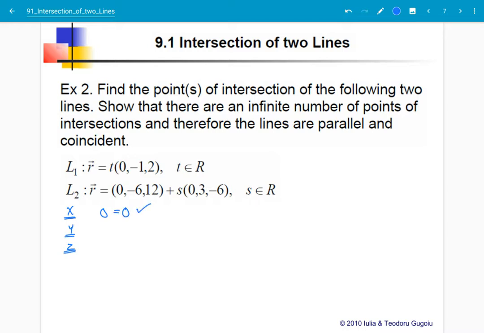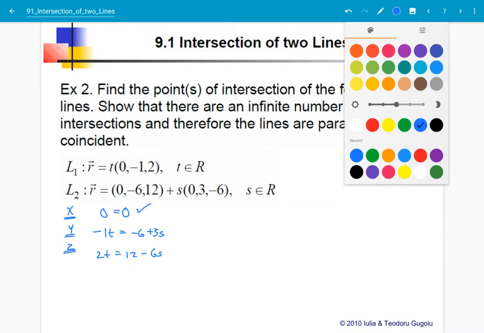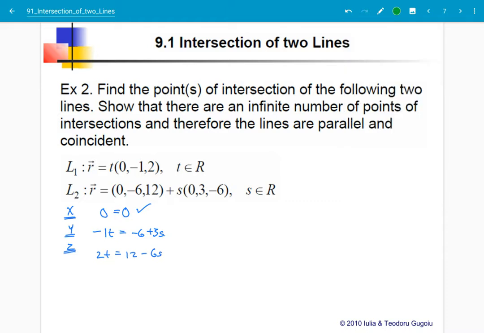For y, I have -1t is equal to -6 plus 3s. And for z, I have 2t is equal to 12 minus 6s. Now, I'm not going to work with the x components or equation 1 because it's just 0 equals 0. I need to solve using these two. So let's eliminate t. So I'm going to take two equation 1s. I'm going to add equation 2 to it.